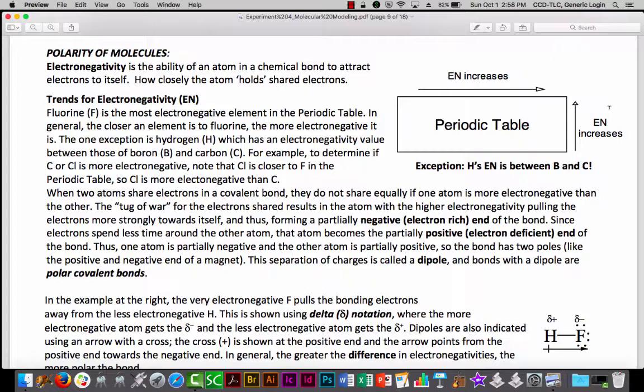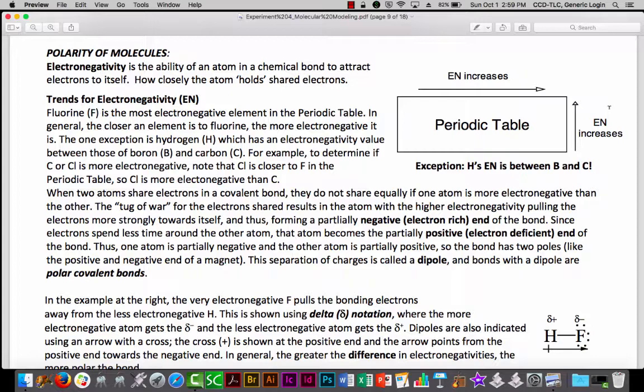So fluorine is the most electronegative element on the periodic table. In general, the closer an element is to fluorine, the more electronegative it is. Again, like I just said, the one exception is hydrogen, which has an electronegativity value between boron and carbon. For example, determine if carbon or chlorine is more electronegative. Note that chlorine is closer to fluorine in the periodic table, so chlorine is more electronegative than carbon.